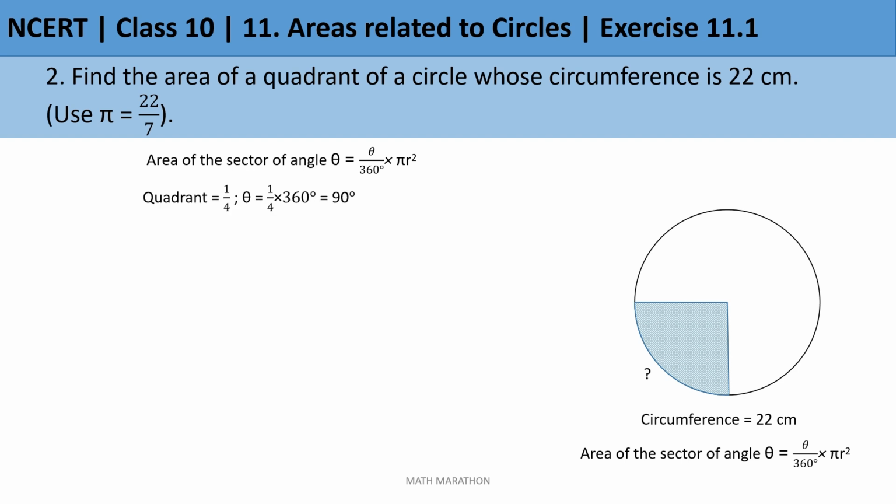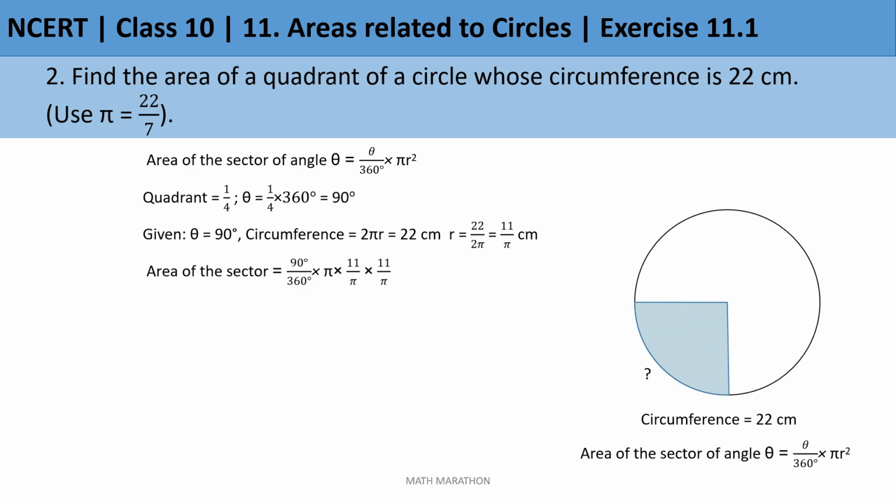Quadrant of a circle is 1/4 of a circle. 1/4 of 360 is 90. Theta is 90. From question we have the following information. Circumference is 22 centimeter. Circumference is 2 pi r. 2 pi r is 22 centimeter. R is 22 by 2 pi centimeter. R is 11 by pi centimeter.